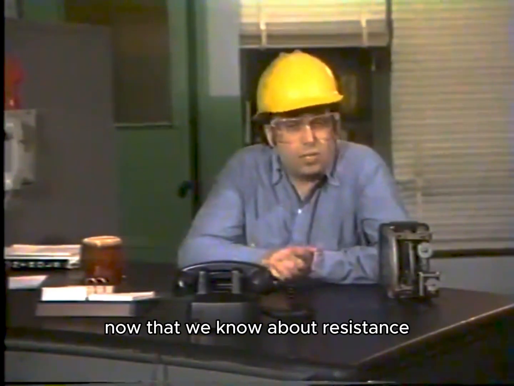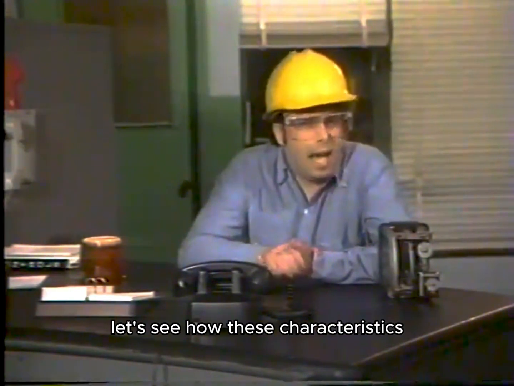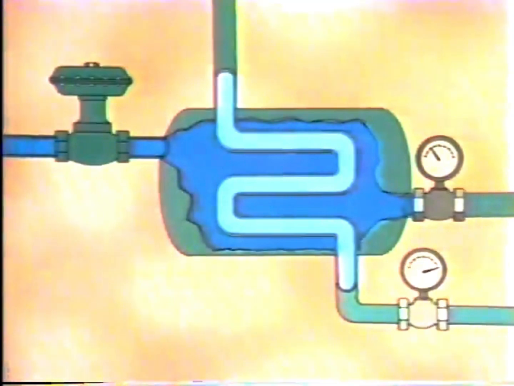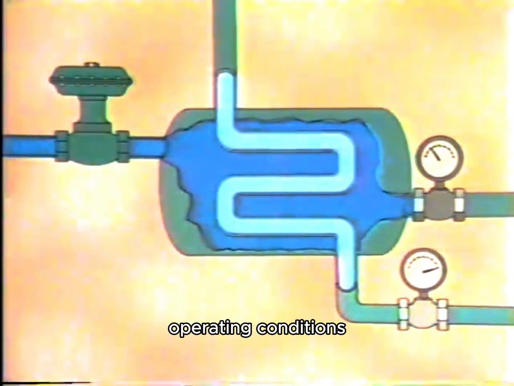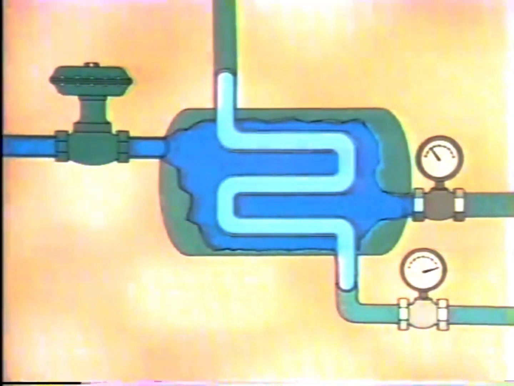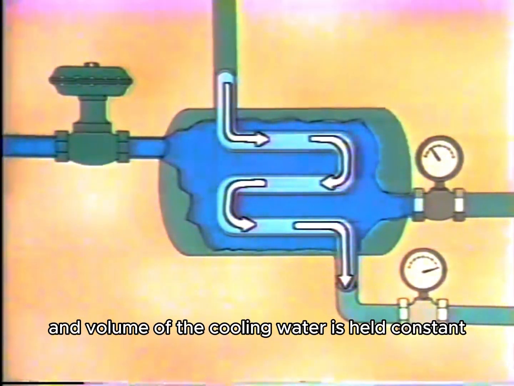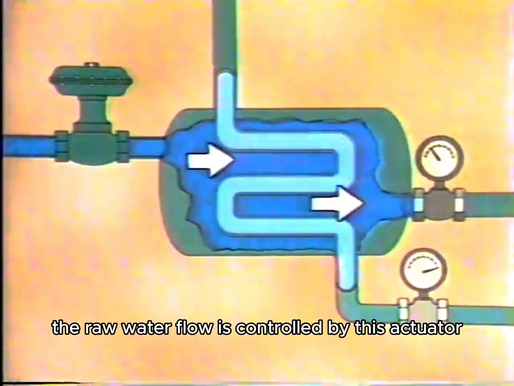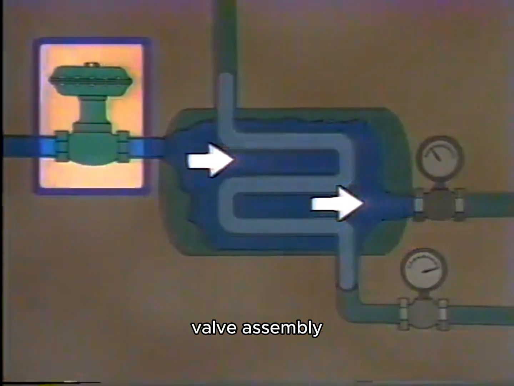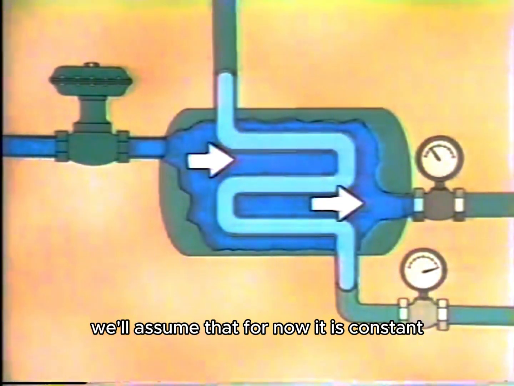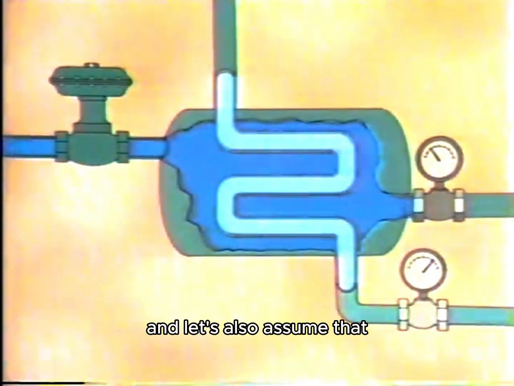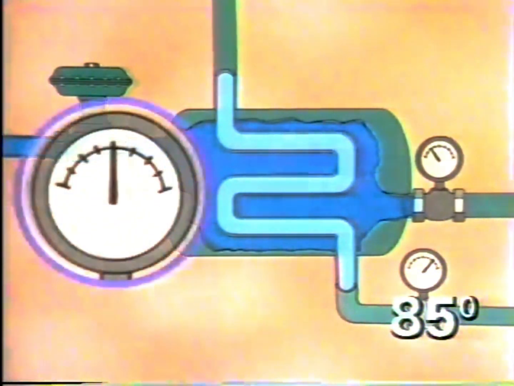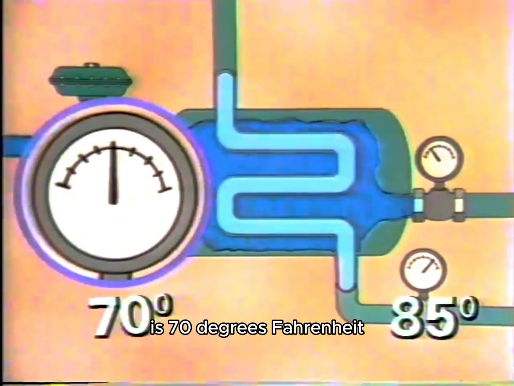Now that we know about resistance, capacitance, and dead time, let's see how these characteristics affect the response of our cooling water system. Let's begin by defining some of the system operating conditions. First, the flow rate and volume of the cooling water is held constant. Second, although the raw water flow is controlled by this actuator valve assembly, we'll assume that for now it is constant. And let's also assume that the temperature of the cooling water is 85 degrees Fahrenheit, and that the temperature of the raw water is 70 degrees Fahrenheit.